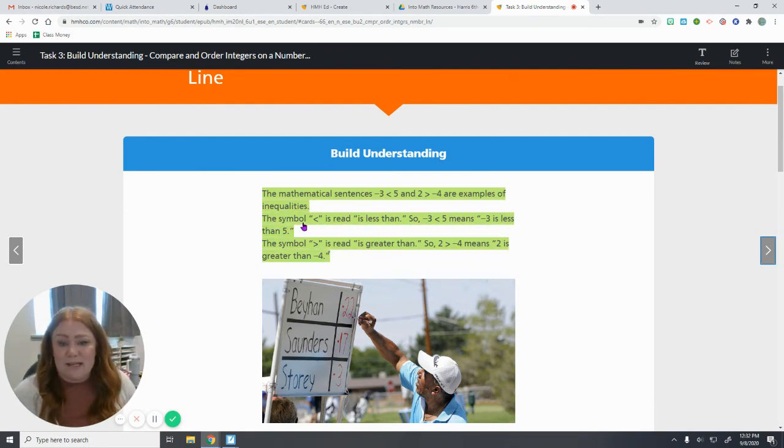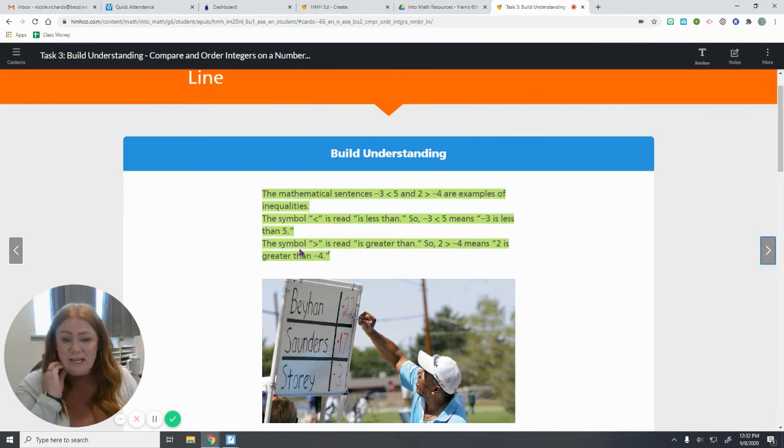So when we read this symbol, the first part we come to as we're reading left to right is this small pointy side. When we read that, since we get to the smallest point first, that means less than. -3 is less than 5.